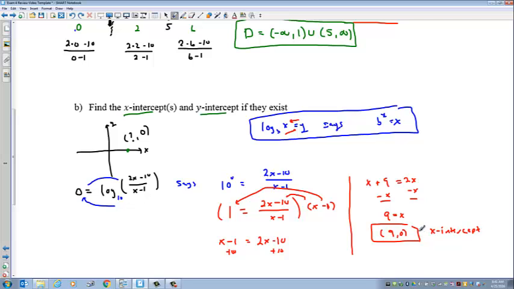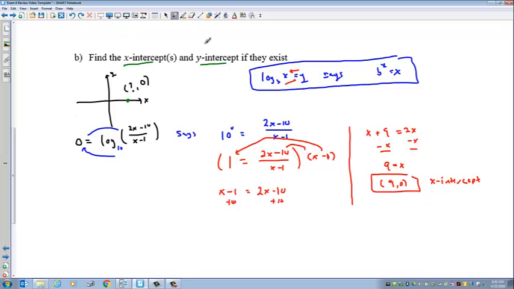Now for the y-intercept, it's actually a lot easier. So let's draw the picture so you can see what you do. The same thing, we can just use this picture up here. So the y-intercept goes through the y-axis. Now on this one, I know the input is 0, but I don't know the output. So when the input is 0, you can just plug 0 in for x.